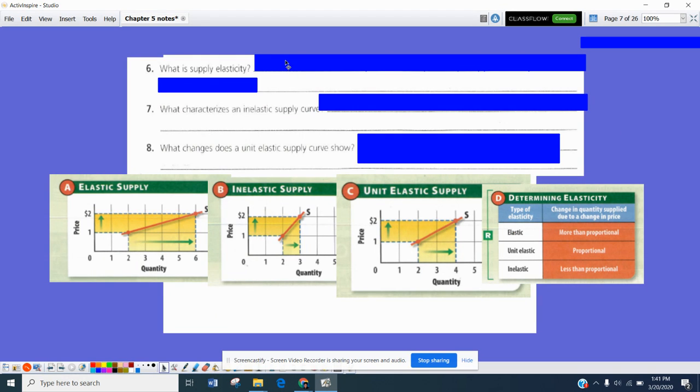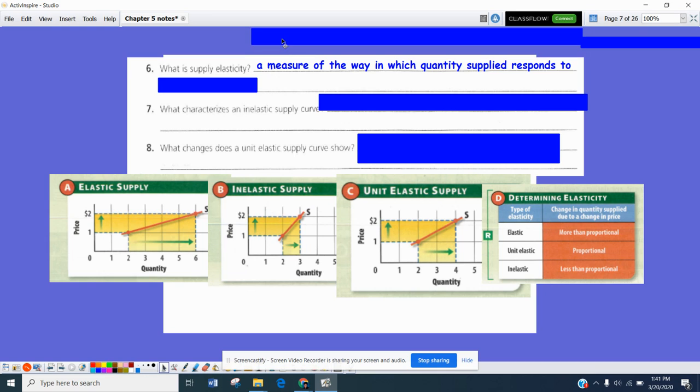Elasticity. What is supply elasticity? This is a measure of the way in which quantity supplied responds to a change in price. Very similar to when we talked about elasticity with demand. There are times when the curve is going to move very quickly, and a lot of it is a factor of price and such. So, what characterizes an inelastic supply curve? Inelastic supply curves are like this one in letter B. The line itself is a little more vertical, whereas an elastic curve is a little more horizontal.